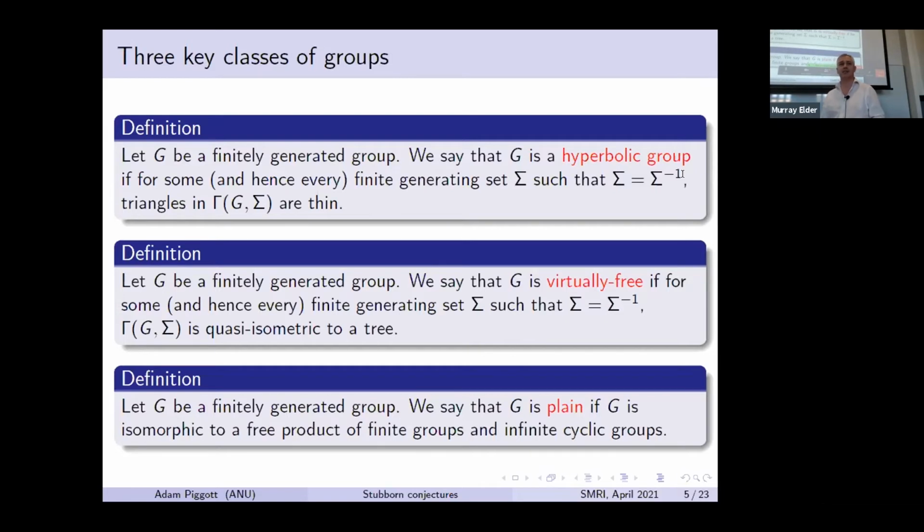And they're kind of awesome names, hyperbolic and virtually free. And then we have the next class of groups, which are called plane, which is like terrible advertising for a class of groups. The other name for them is basic. People may as well call them boring, but they're not boring as far as I can see. I'm going to maybe try to convince you that they're not boring, but what are plane groups? Well, we don't have a definition of them to give in terms of their Cayley graphs, but I can tell you that a plane group is one that's isomorphic to a free product of finite groups and infinite cyclic groups.